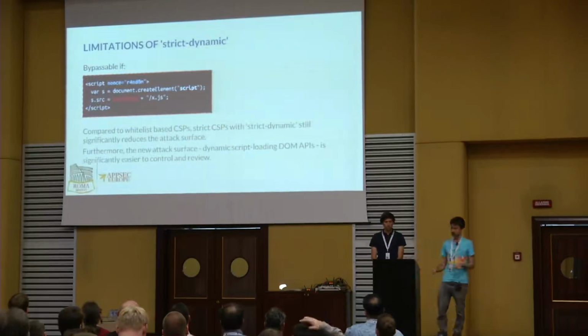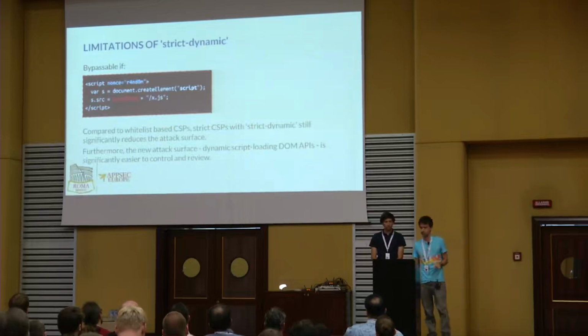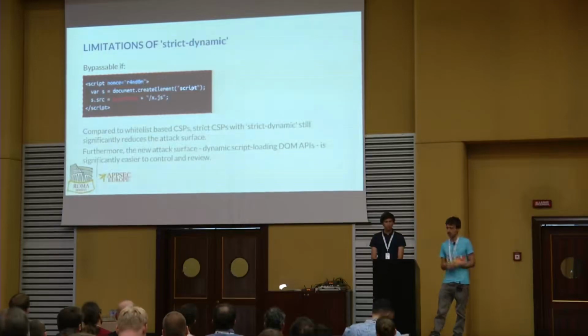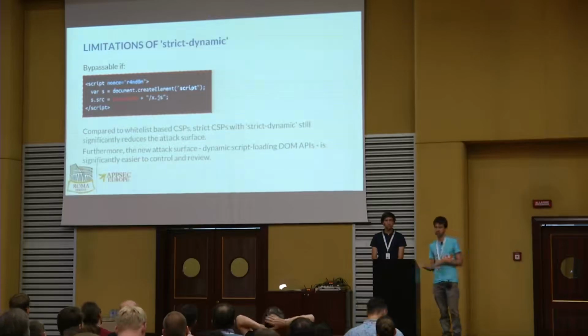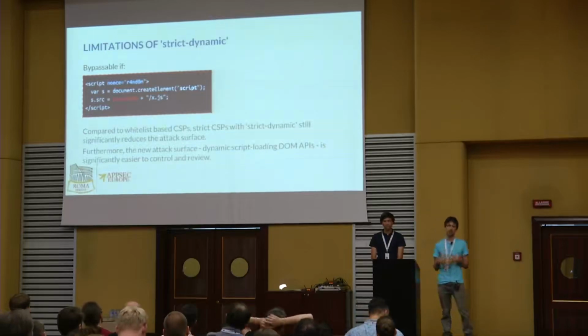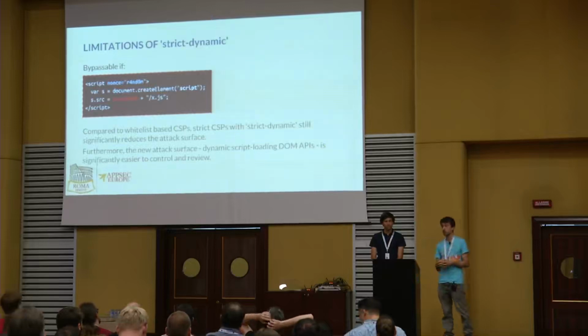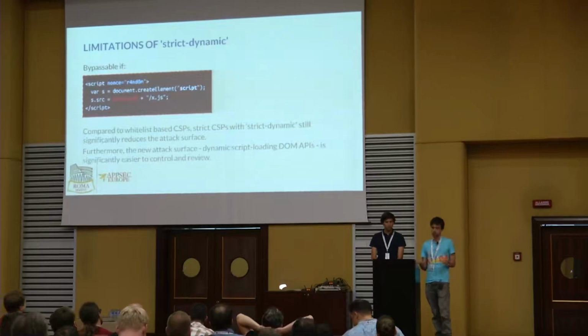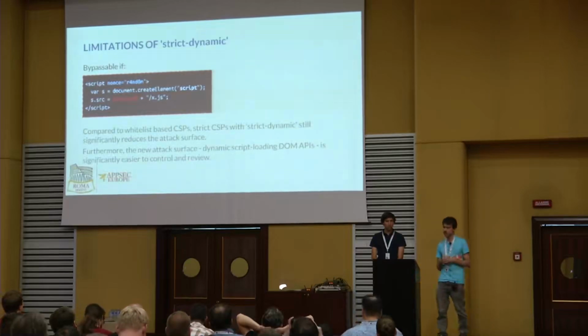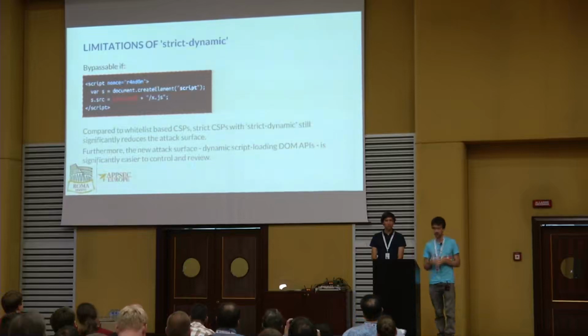I'll show very quickly one example. We wanted to be extremely clear about the limitations of this approach. Since there is this trust propagation mechanism, it's very important to note that if you have a very specific vulnerability, basically an injection in the source of a document create element script, so in a dynamic script loading DOM API, then strict dynamic is probably not for you. And compared with whitelist-based CSPs, we still think this is a significant reduction of the attack surface.